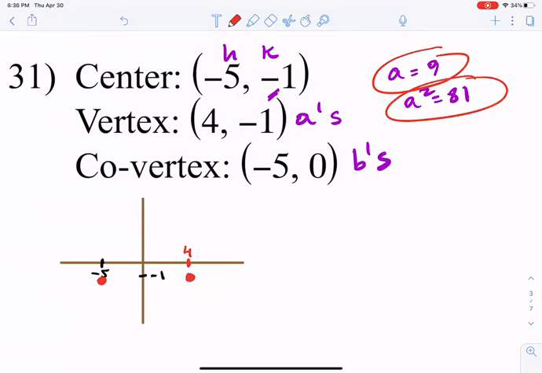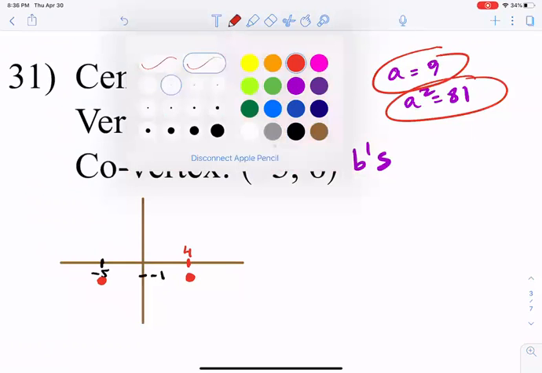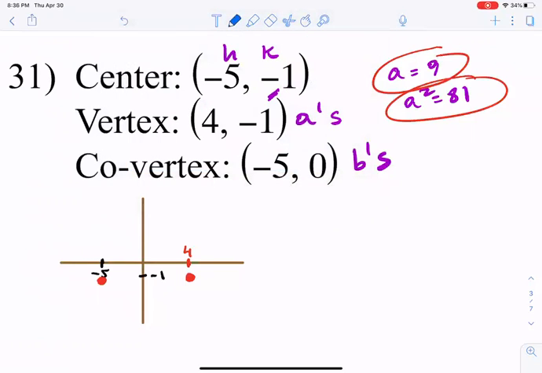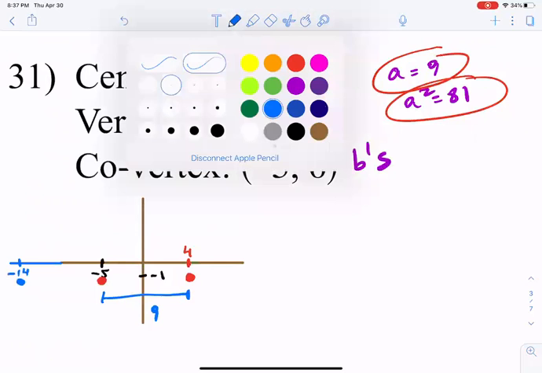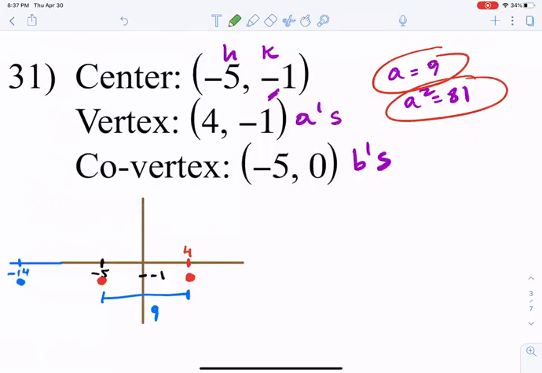So we said that the distance from here to here is A. So what is the distance? 9 units, right? So from here to here is 9 units. So if I want to find out where the other vertex is located, I need to add 5 units to the -5. So I'm going to end up at -14. That's what it means. So this is -14 and this is right here. So if I want to graph my ellipse, it should be something like this, right?